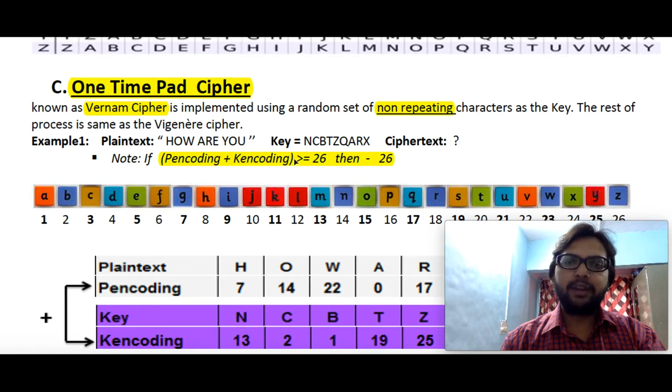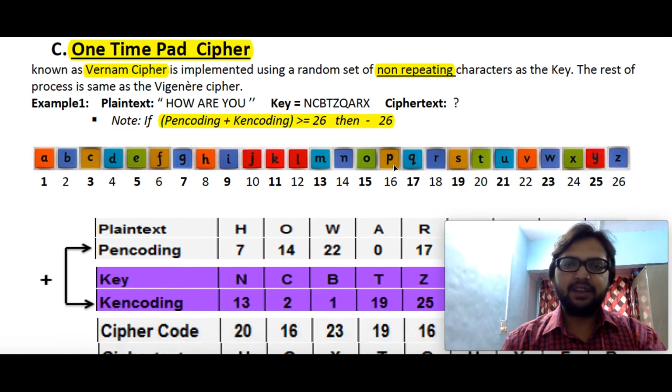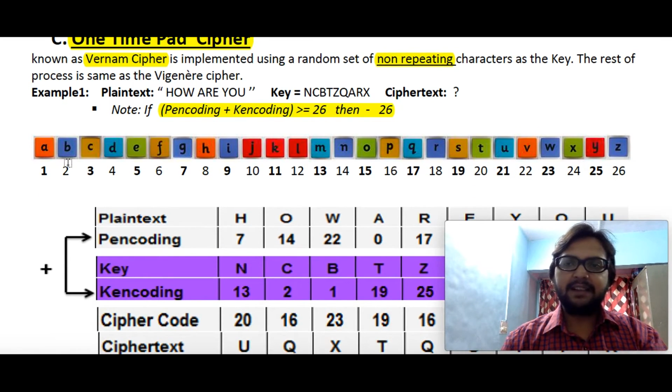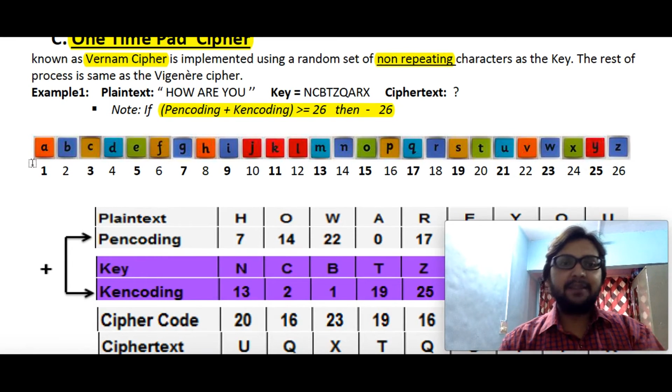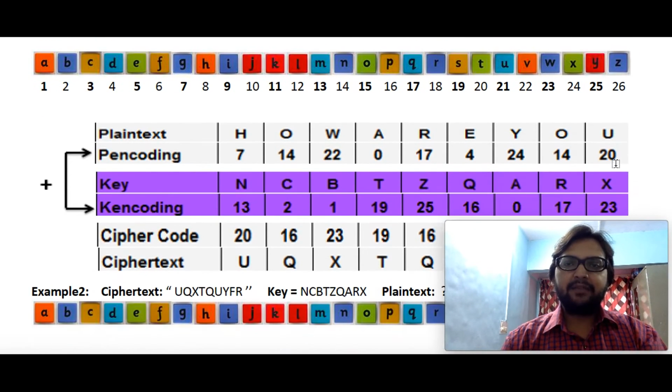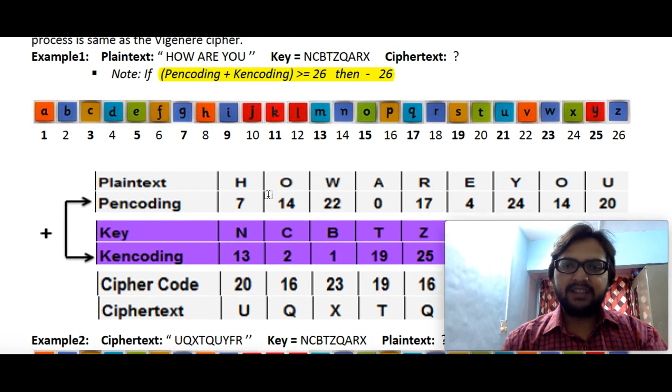As you can see, plain text coding plus key coding. If the addition goes greater than or equal to 26, subtract 26 from the same. So as you can see here, we have assigned numbers from 1 till 26. So for A we have assigned 1 and to Z we have assigned 26. Then we have some plain text here, that is how are you. Replace H with some number which is present here with reference to our table. Same way key coding.